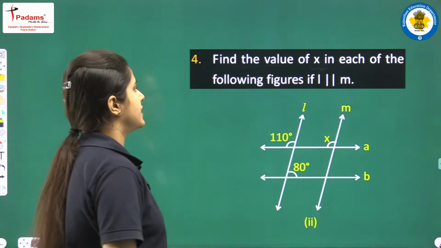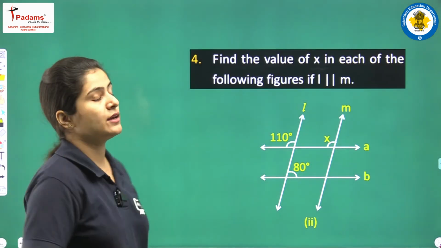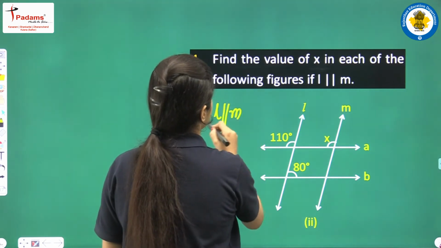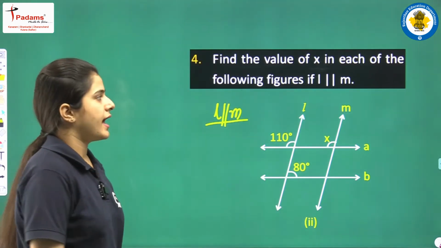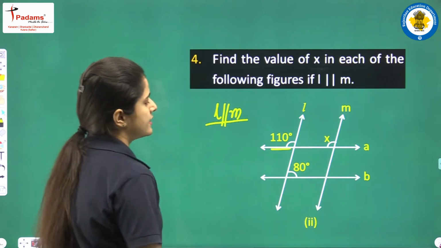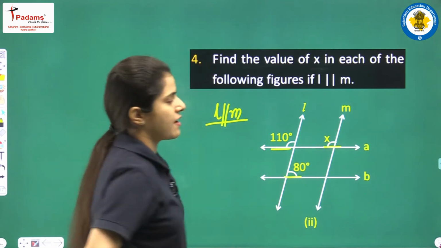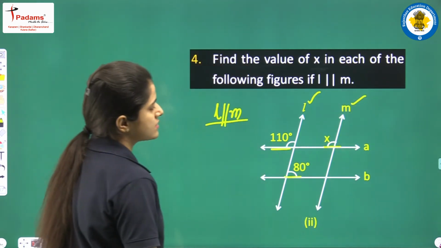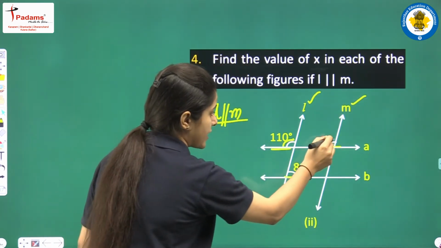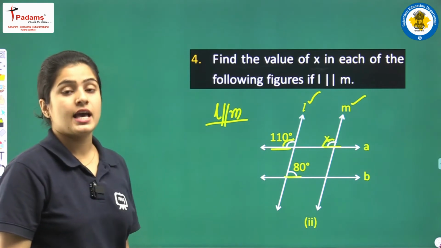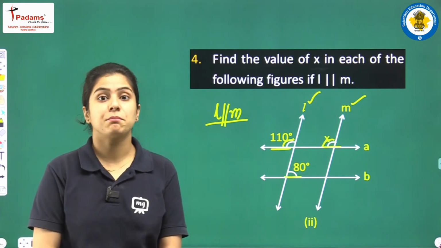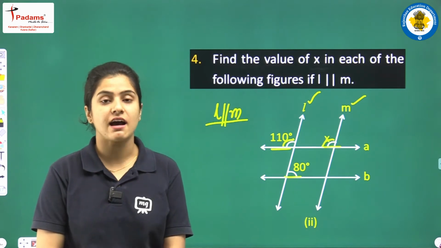What is it? The second question is you have to find the value of x. Again you are given that L line is parallel to M line. Okay students, have a look. This is 110, this is 80 and this is x. Okay, if these 2 lines are parallel students, then it is clear that these 2 angles are corresponding angles, and if the lines are parallel then the pair of corresponding angles are equal.